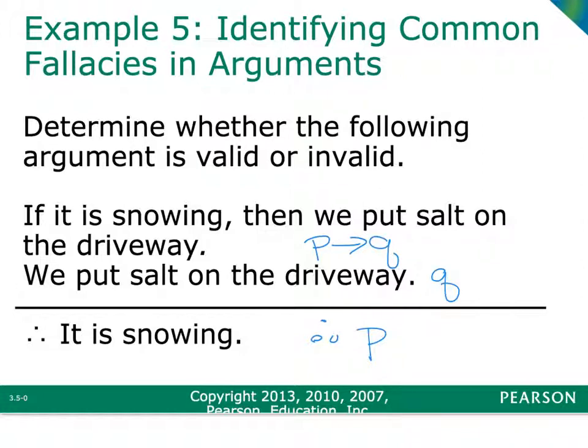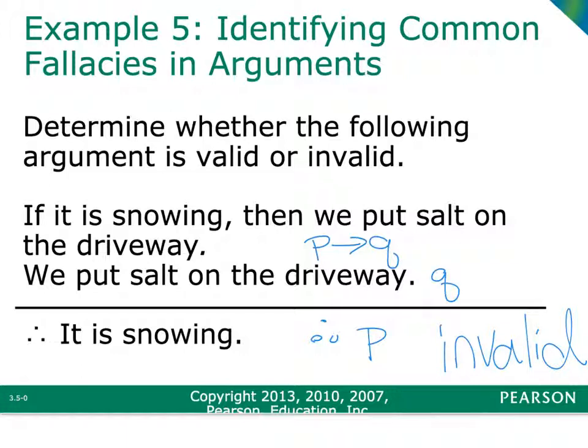Okay, so we have the argument. If P, then Q, Q happened. Therefore, we feel P happened. This is going to be invalid. If you look at the argument, this is the fallacy of the converse. What this says is if it's snowing, we put on salt. We put on salt, therefore it had to be snowing. Could somebody have put salt down even though it didn't snow? Sure. So this is an invalid argument.